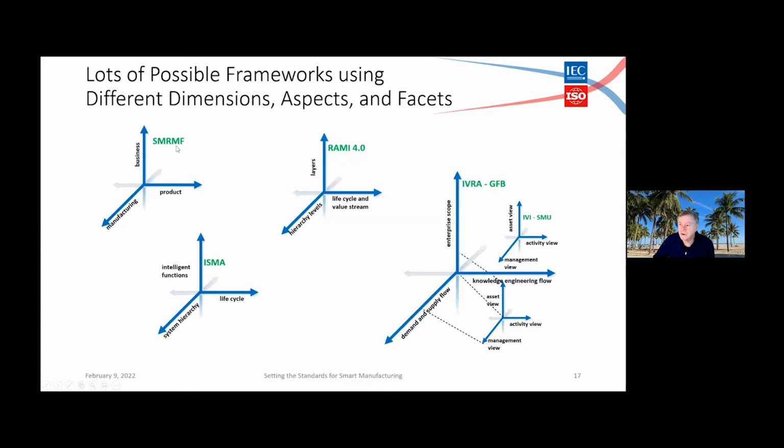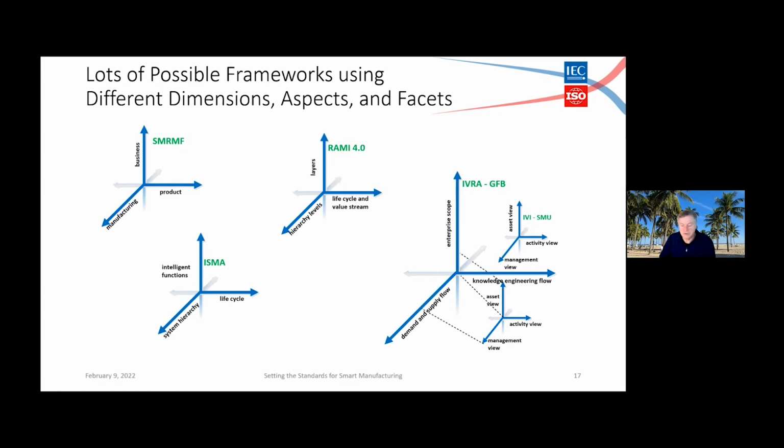Here's some of them. So the Smart Manufacturing Reference Model has business, manufacturing, and product. RAMI has layers, hierarchical layers, life cycle, and value stream. ISMA has life cycle, very similar. A system hierarchy, similar to this. Intelligent functions, which might be the same as layers, it might be the same as business, but again, a 3-dimensional. IVRA, and don't ask me to remember what all these names are. I don't really know. They are very confusing at times. Okay, and it's made up of a 3-dimensional model with sub-dimensions underneath each of those, different views for activities, management views, etc. So lots of possible frameworks, lots of different ways to look at these, but what we're trying to do is make some sense of it.